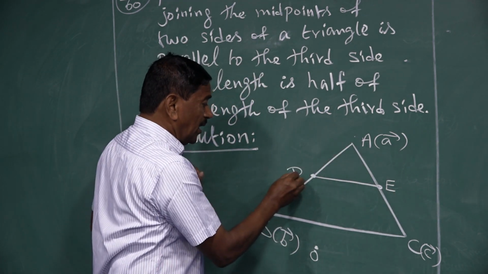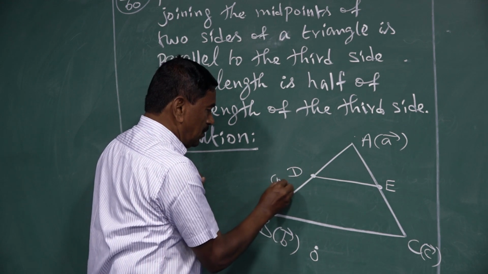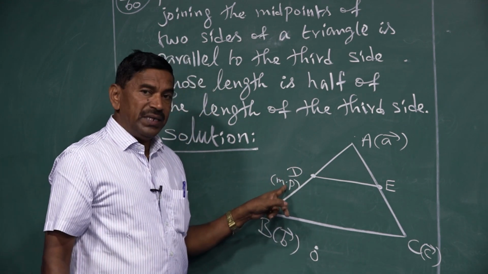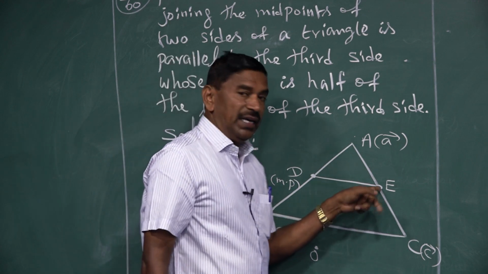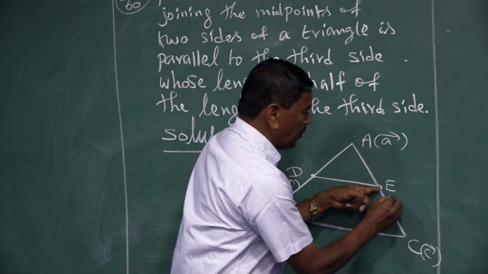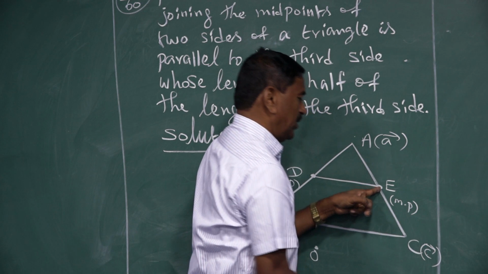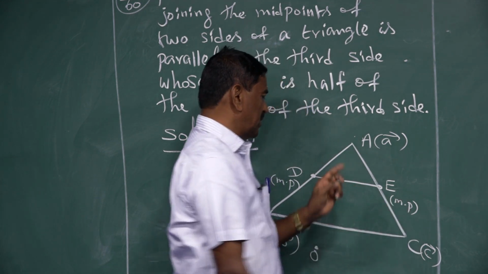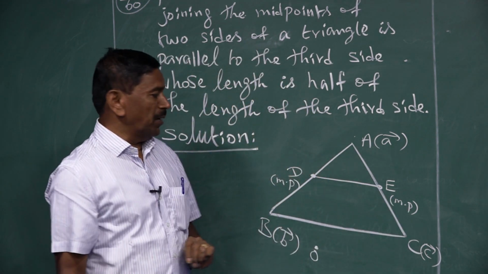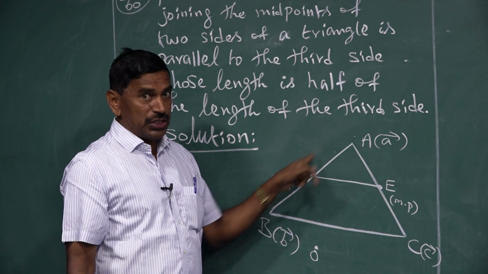Next, here D is the midpoint. Listen, MP means midpoint. And similarly, E is the midpoint. Now, we know the midpoint formula. Midpoint means that it divides in the ratio 1:1.